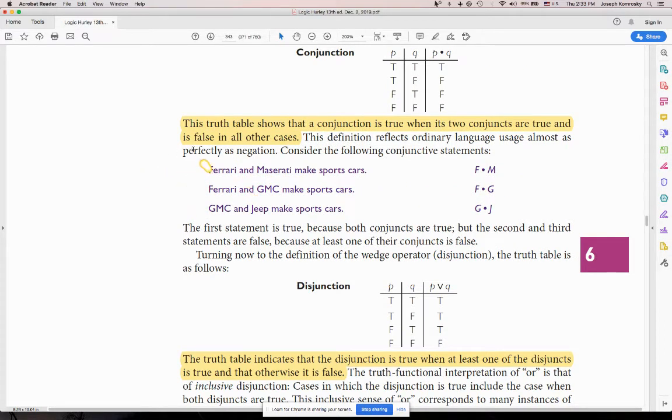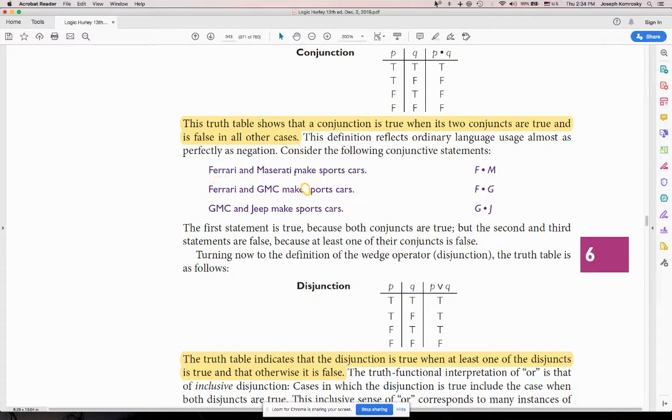Now let me give you some normal English, right? Ferrari and Maserati make sports cars. Let's translate this. He does it for us. F.M, right? How do we get the dot? Because we have an and, that was one of our rules. We have a bunch of words we can use, but in this case, it's an and. You can go back to the end of 6.1 and see that little summary of all the possible words and what symbols they get.